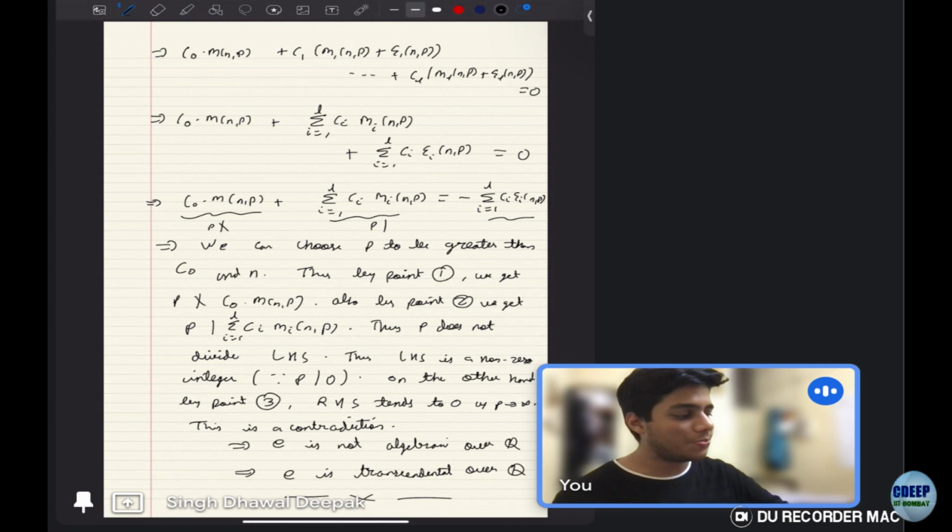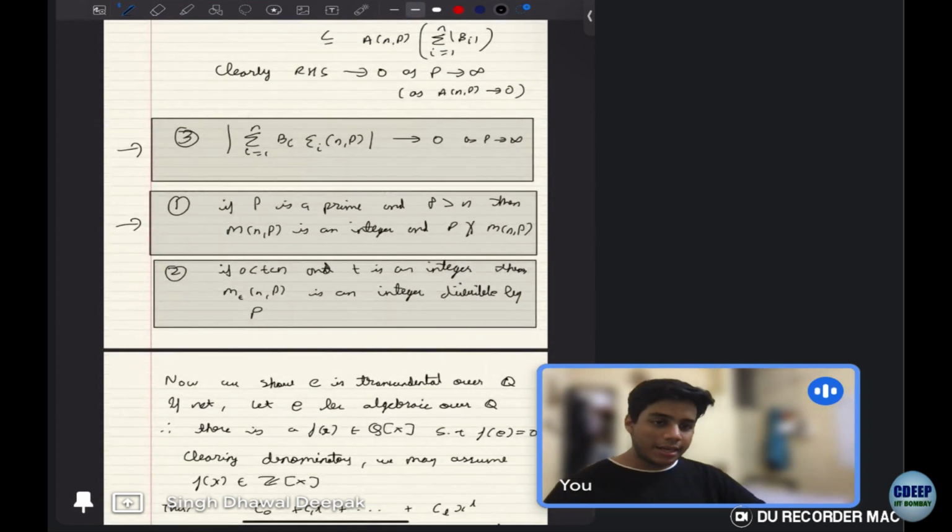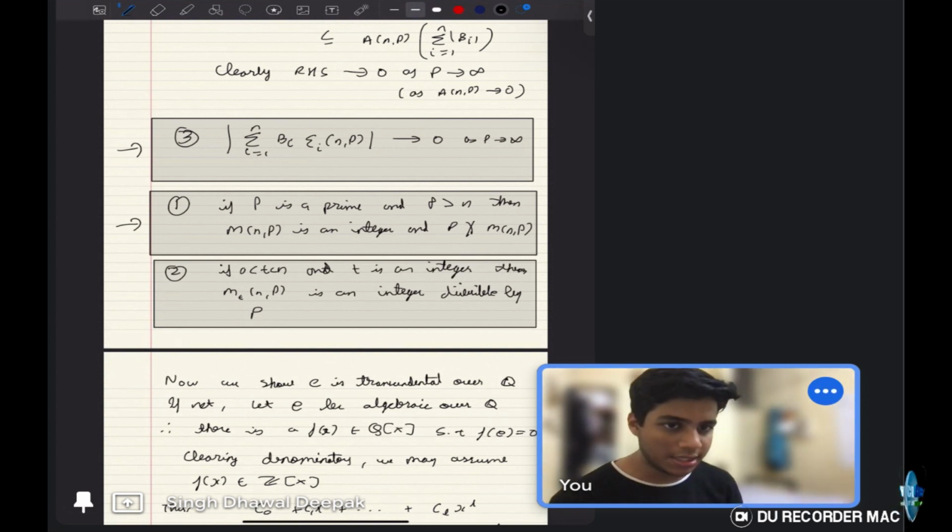The proof is based on three main ideas that, let's just say that we proved, but even if you did not understand the proof, these are the three ideas that are required: that p is a prime, p is greater than n, then mnp is an integer, and that p does not divide mnp. But with mi np or mt of np, what happens is that because of that extra power, p starts dividing it, and that is also an integer.